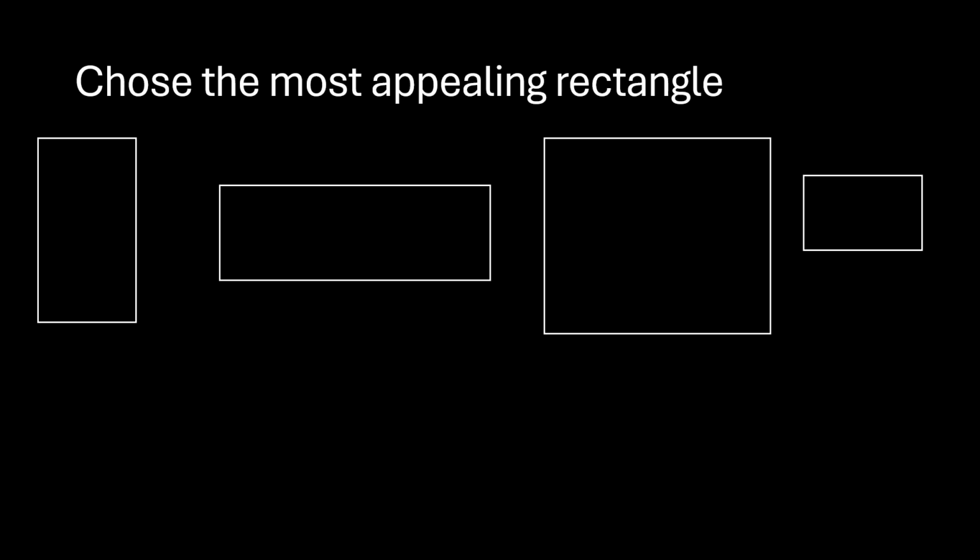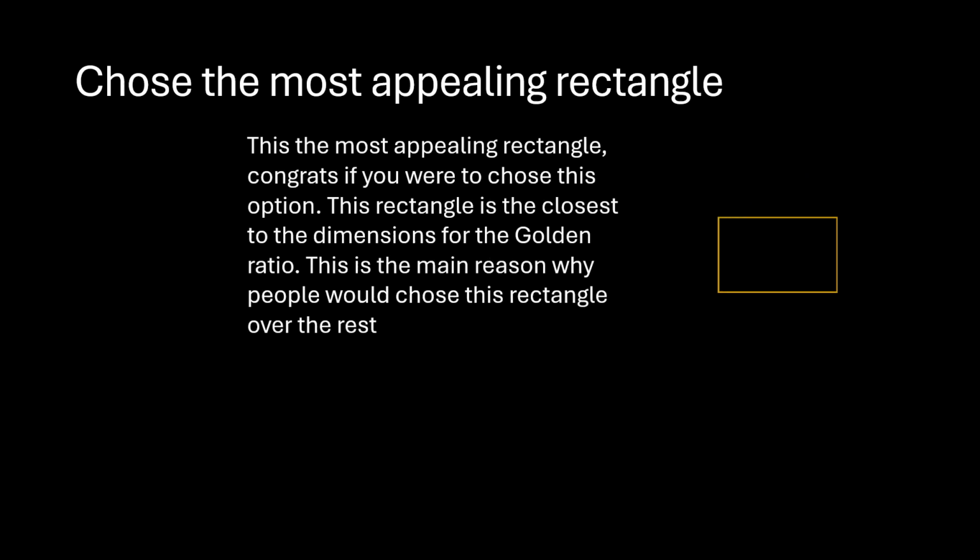Choose the most appealing rectangle. I'll give you guys some time to choose. Lock in your answers. Alright. If you chose the last one, congratulations. This is the most appealing rectangle. This rectangle is the closest to the dimensions of the golden ratio. This is the main reason why people will choose this rectangle over the rest.